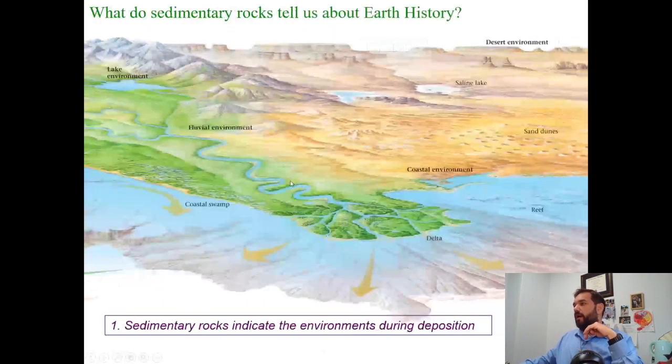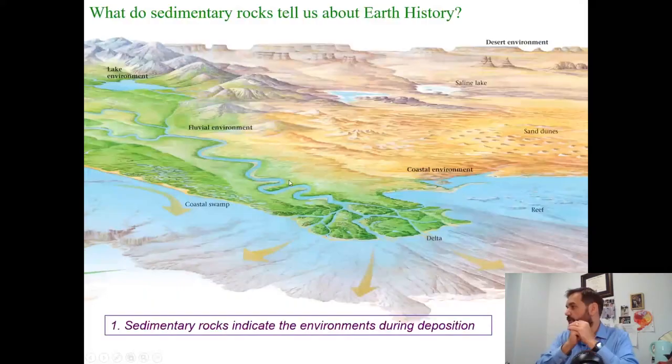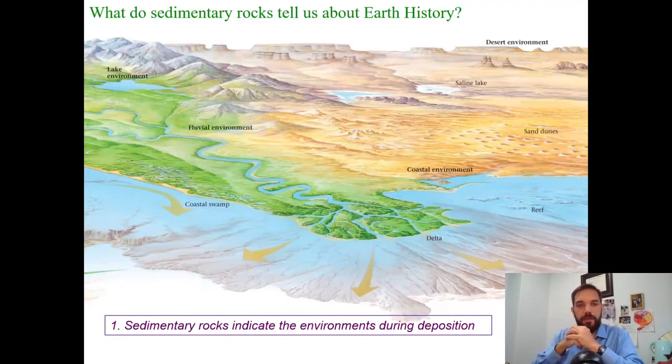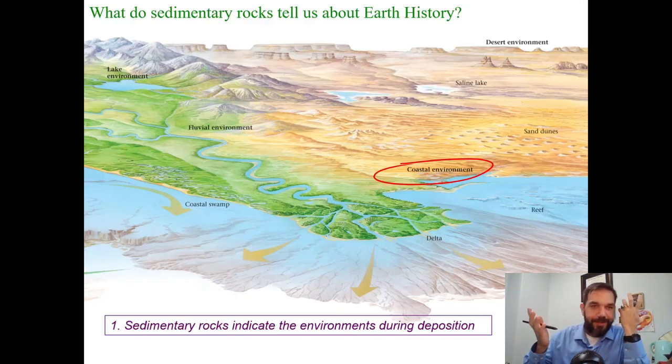Okay, so now let's go on to this first question, because it says, what are some things that sedimentary rocks can tell us about Earth history? Well, one of the main things is that sedimentary rocks tell us about the environment of deposition at the time. Different environments deposit different kinds of sediment. So, some of this stuff is really obvious. Like, if you're at a beach, and this is not a trick question, a coastal environment, you're at a beach, what kind of sediment do you find?